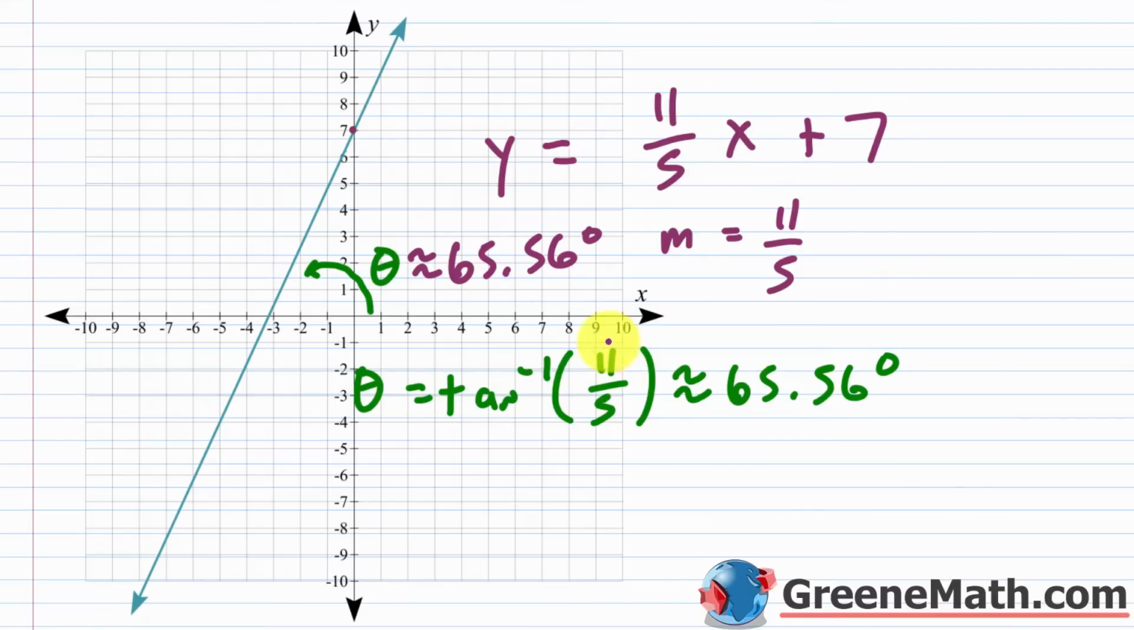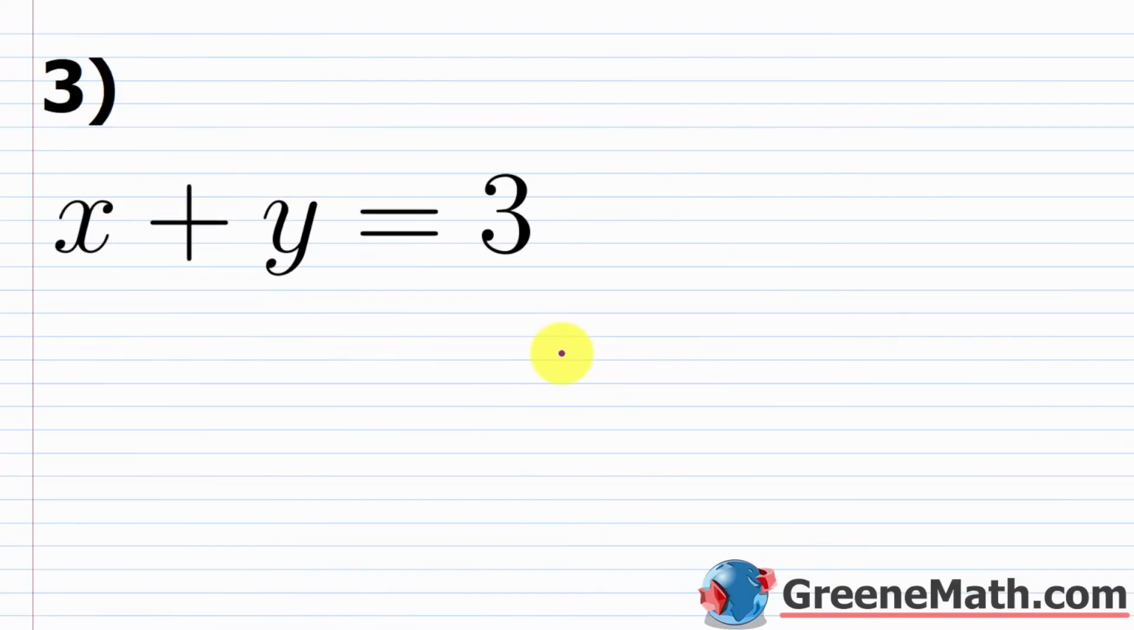So again, if this guy is positively sloped in terms of your line, this is extremely straightforward because when you have a positive argument for your inverse tangent function, you're getting something in quadrant 1. So it's exactly what you want, so you don't have to make any corrections. All right, let's take a look at problem 3.